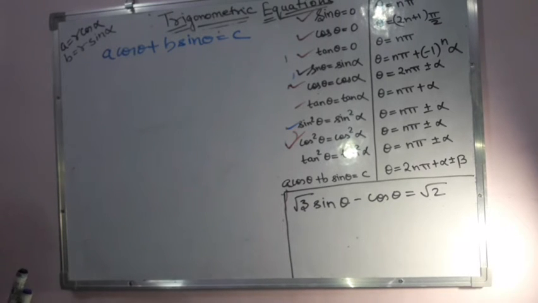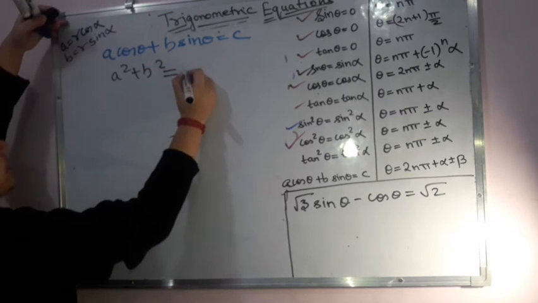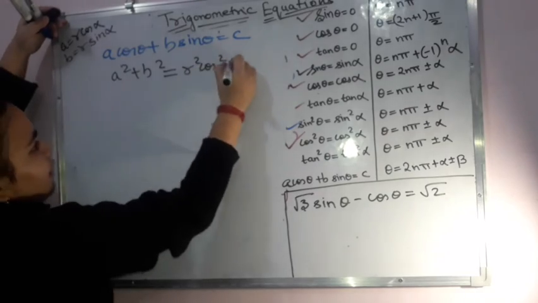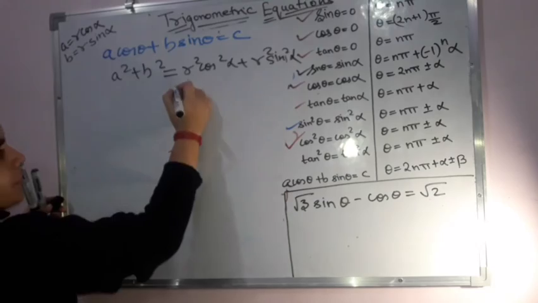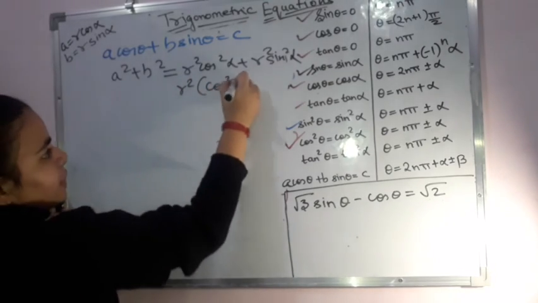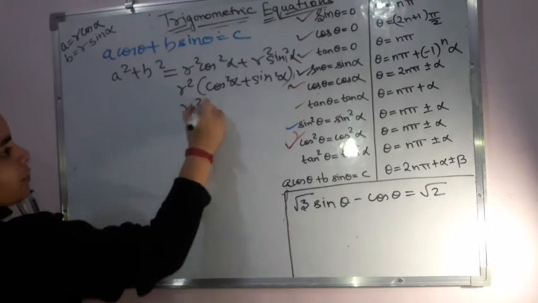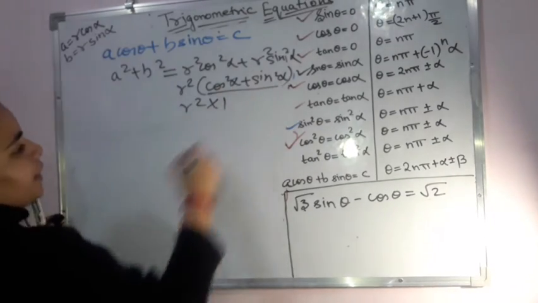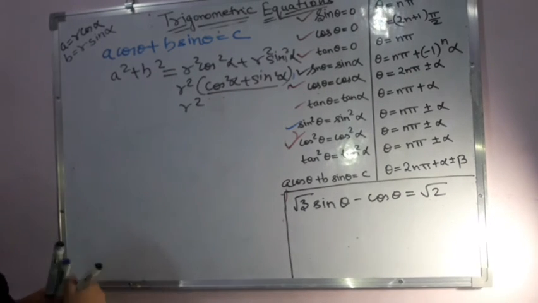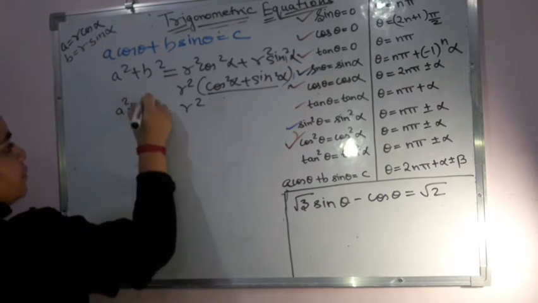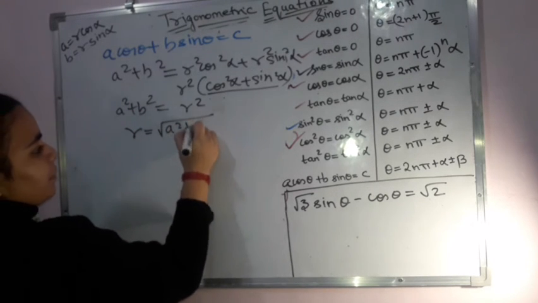Now, if you see a square plus b square, that becomes r square cos square alpha plus r square sin square alpha, isn't it? R square I can take common, then here it is cos square alpha plus sin square alpha. I know that cos square theta plus sin square theta is equal to 1, so it becomes r square only. So a square plus b square is equal to r square. That means r is equal to under root of a square plus b square.